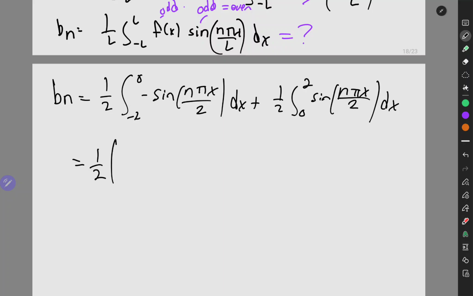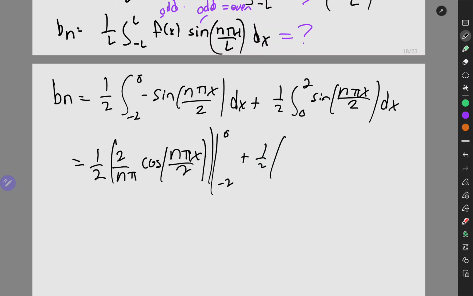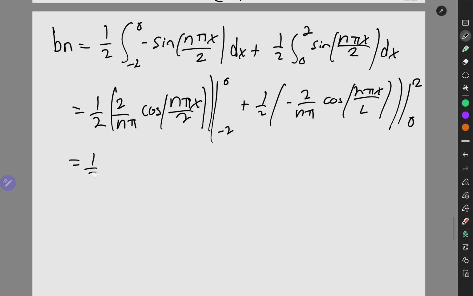The integral of sine is negative cosine, but we have the negative there, so that's positive 2 over n pi cosine of n pi x over 2 from -2 to 0, plus 1/2 times, this one would be negative 2 over n pi cosine n pi x over L from 0 to 2. Let's start plugging in.